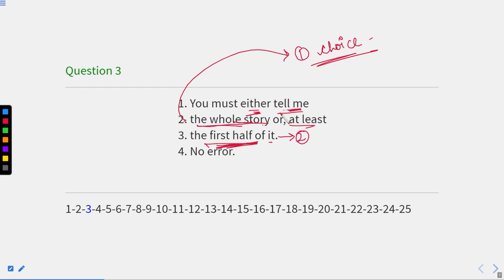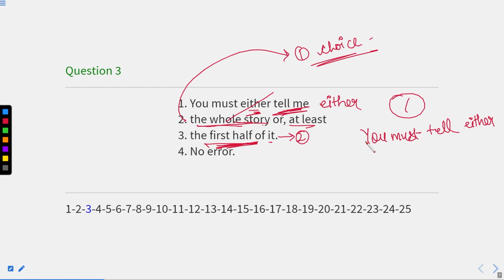Okay, so if this "tell me" is not the choice, we cannot place this "either" over here. Instead, it should be placed after the words "tell me". So the error is in part first of the sentence. Why so? Because here the correct sentence will be: you must tell me, you must tell me what? Either the whole story or at least the first half of it.